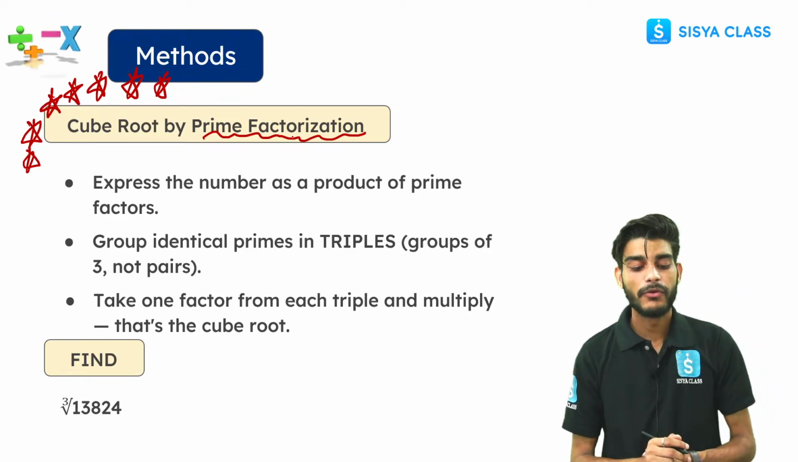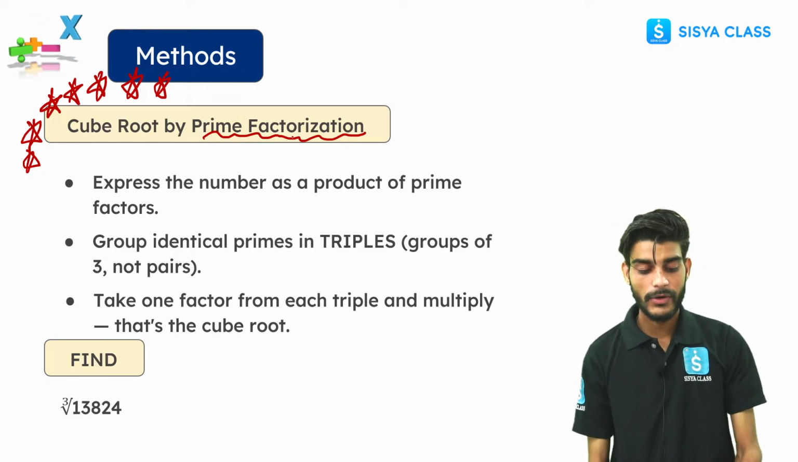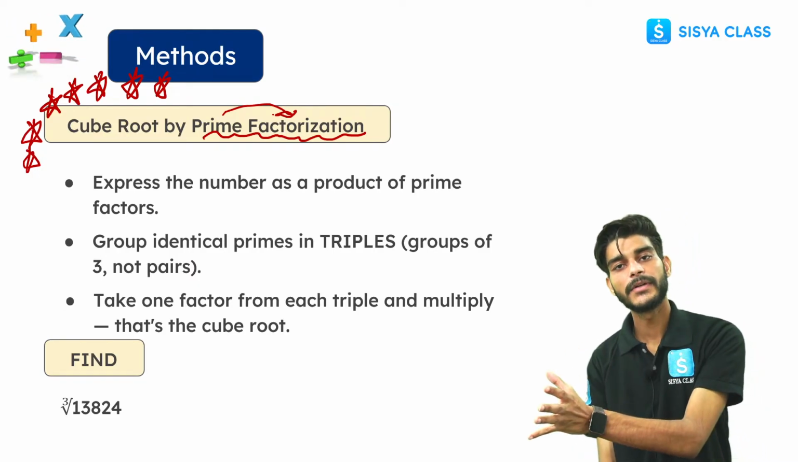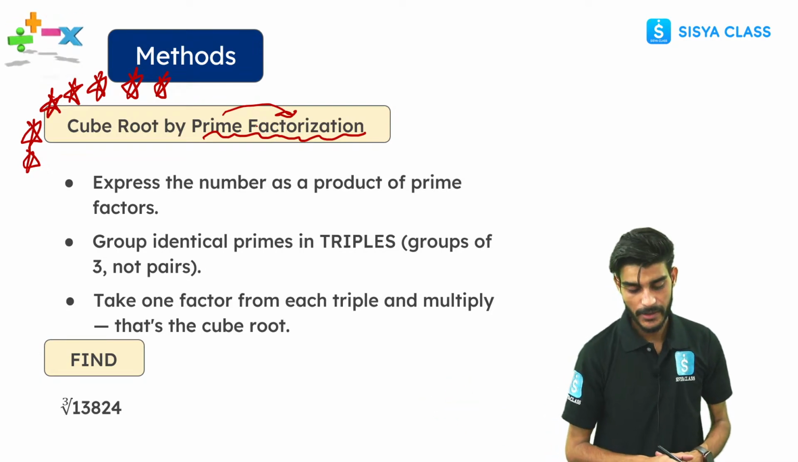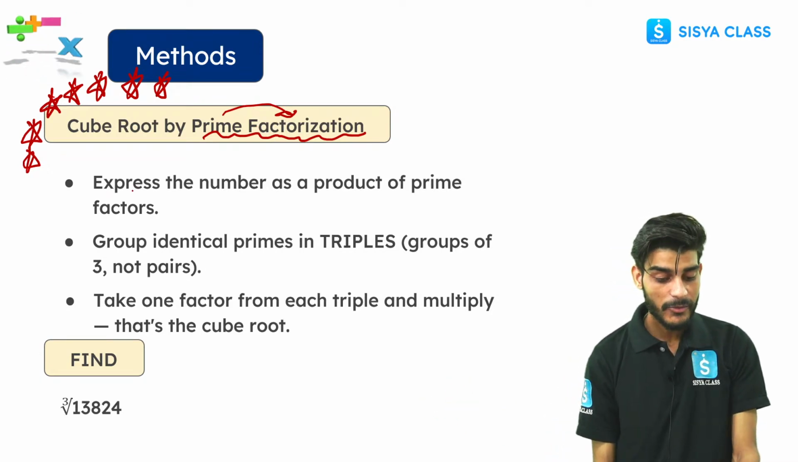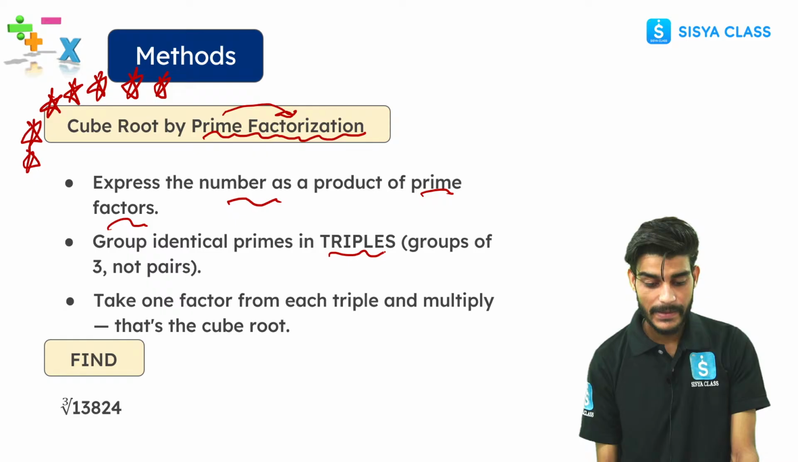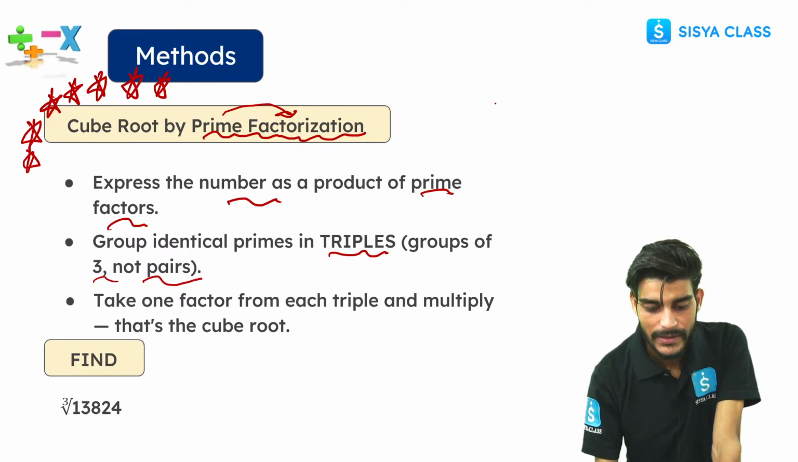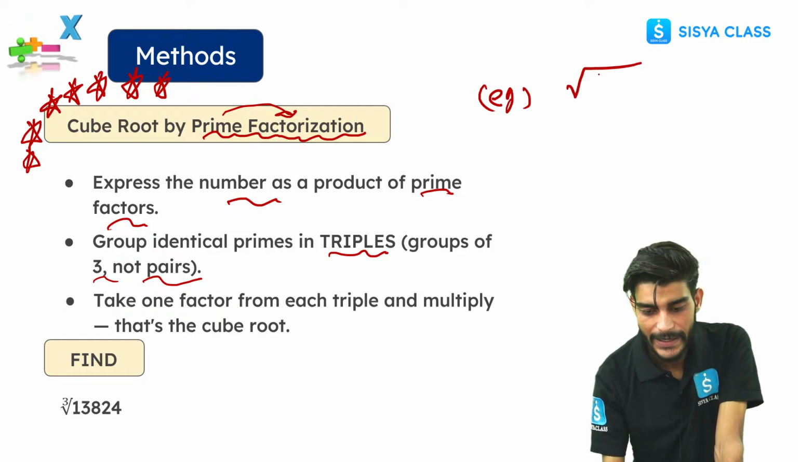Before finding the cube root by prime factorization, you should know what prime factorization means. Prime factorization means writing any number in the powers of prime numbers. In this method, you express a number as a product of prime factors. Group identical primes in triples, groups of 3, not pairs. Relax. Let us suppose you have to find the cube root of 13,824.